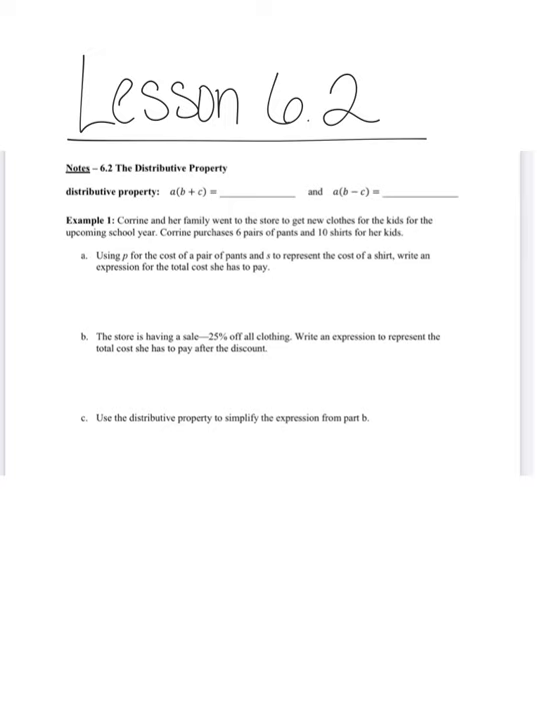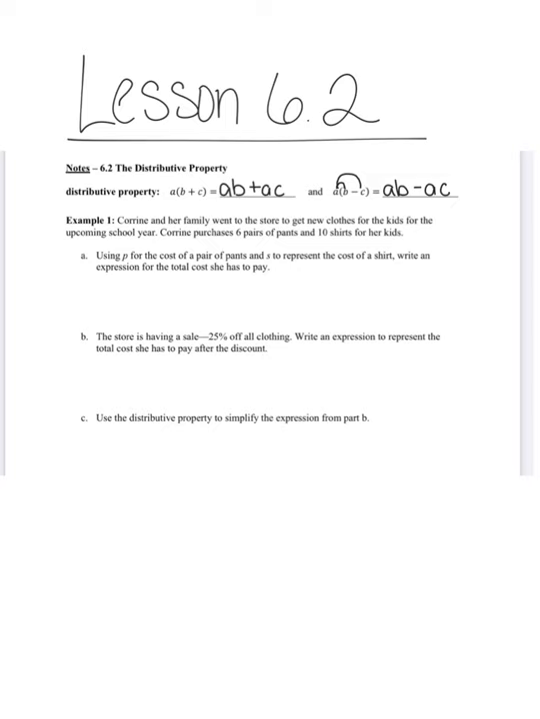So the distributive property states that if I have A times parentheses B plus C, that can be rewritten to mean the same thing as taking A times B plus A times C. And likewise, if we have A times parentheses B minus C, we can also simplify this by saying A times B minus A times C. So this idea that we are distributing A and multiplying to all parts inside of the parentheses is what we are going to use when we look at example 1, the real world problem involving Corinne and her family.